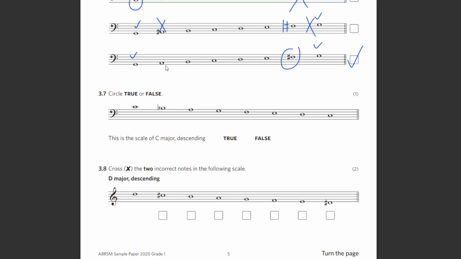Next, circle true or false. This is the scale of C major descending. So we first check whether it starts and ends with C. Yes, it did, and it is descending. Next, C major got what key signature? It has nothing, right? So no flat, no sharp, but we see a flat here. So this is wrong. So it is false.